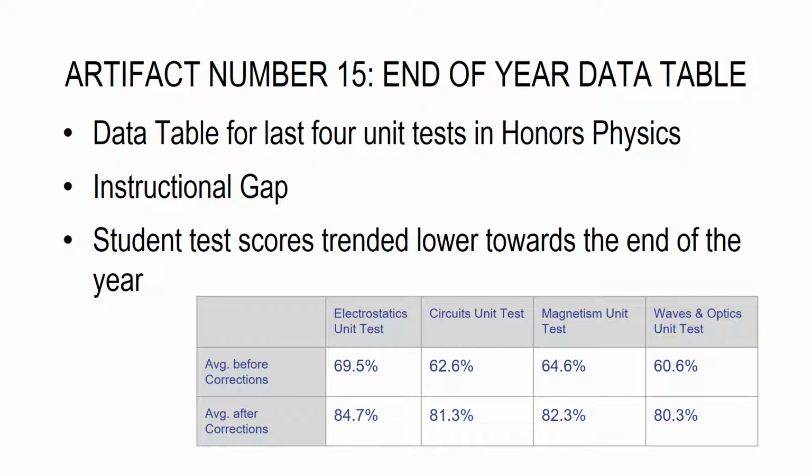The artifact number 15, the end of the year data table, we looked at as well. This data table had the 4 last unit tests in his honors physics class, and we identified this as an instructional gap, in that we're seeing there's a trend again towards the end of the year where students are falling lower and lower towards the end of the year.